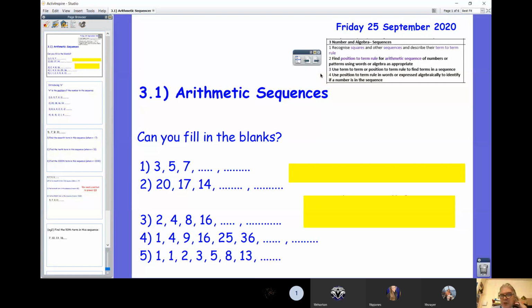So if everybody could copy out today's date, which is the 25th of September, this is our first lesson on arithmetic sequences. And we're going to start off with a whole bunch of different sequences. These aren't necessarily arithmetic. So please can you just copy down numbers 1, 2, 3, 4 and 5. If you can try and leave a bit of a blank to the right, you'll see that I'm going to expose a couple of learning points in a minute.